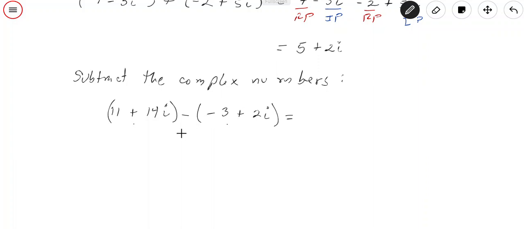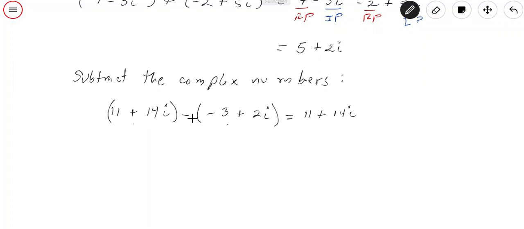I'm going to do exactly the same. I'm going to eliminate the parentheses. If I look at the front of these complex numbers, I don't see any sign, so it should be a positive sign. So dropping the parentheses here, I will keep the same signs that I have inside. So I will say here 11 plus 14i. My first number just stays like that.